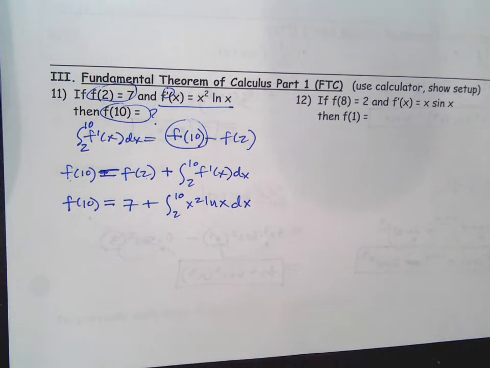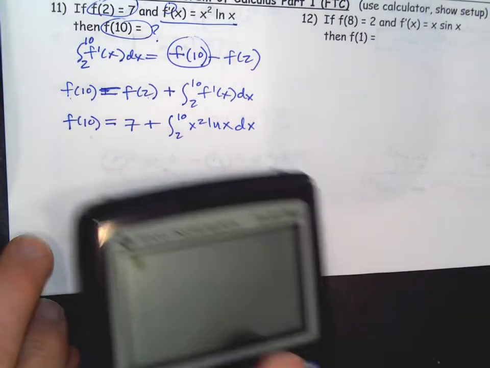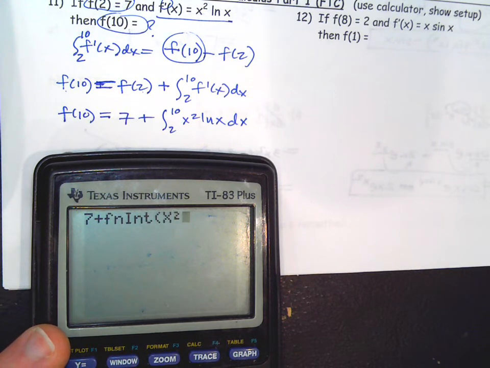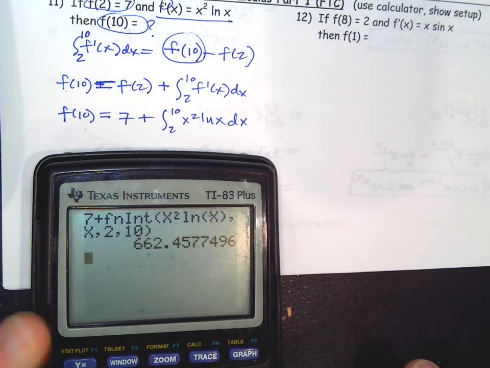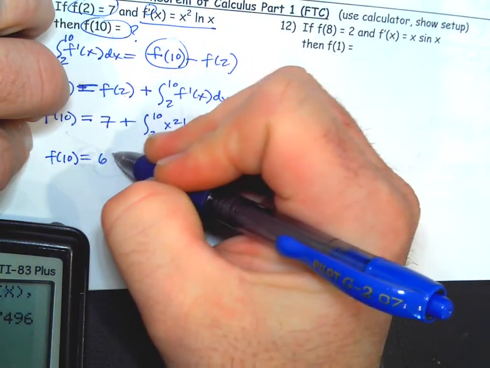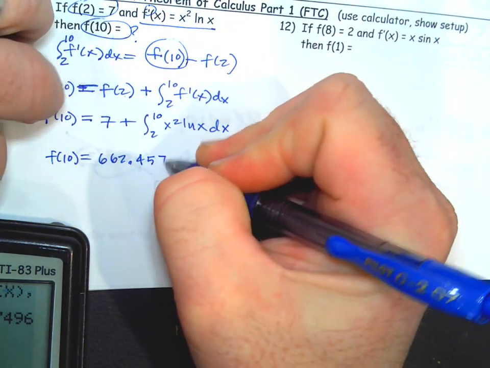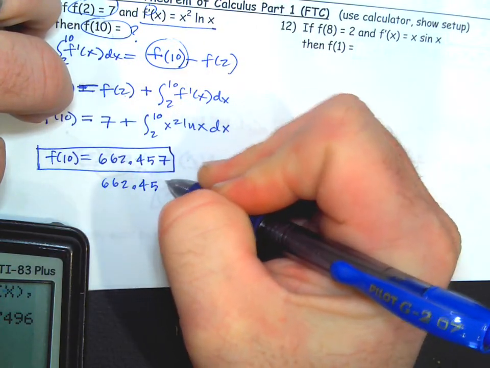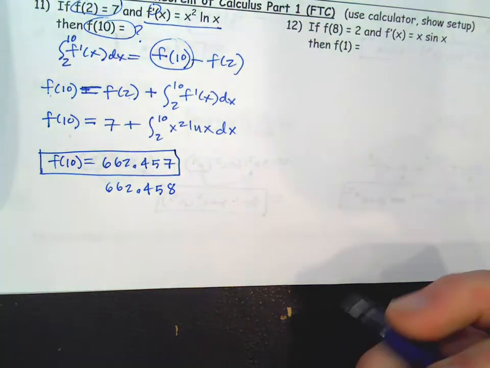And I could just do this all in one calculation on my calculator. So I'm going to do it. I'm going to say 7 plus math 9, x squared natural log of x, close the parentheses, comma x, comma 2, comma 10. Done. That's why you want to use your calculator, even if you could do it by hand, because that's so fast. 662.457 is what I would do, truncated. If you rounded, it would happen to give you a different answer this time, which would be okay. But I personally just go with truncated.